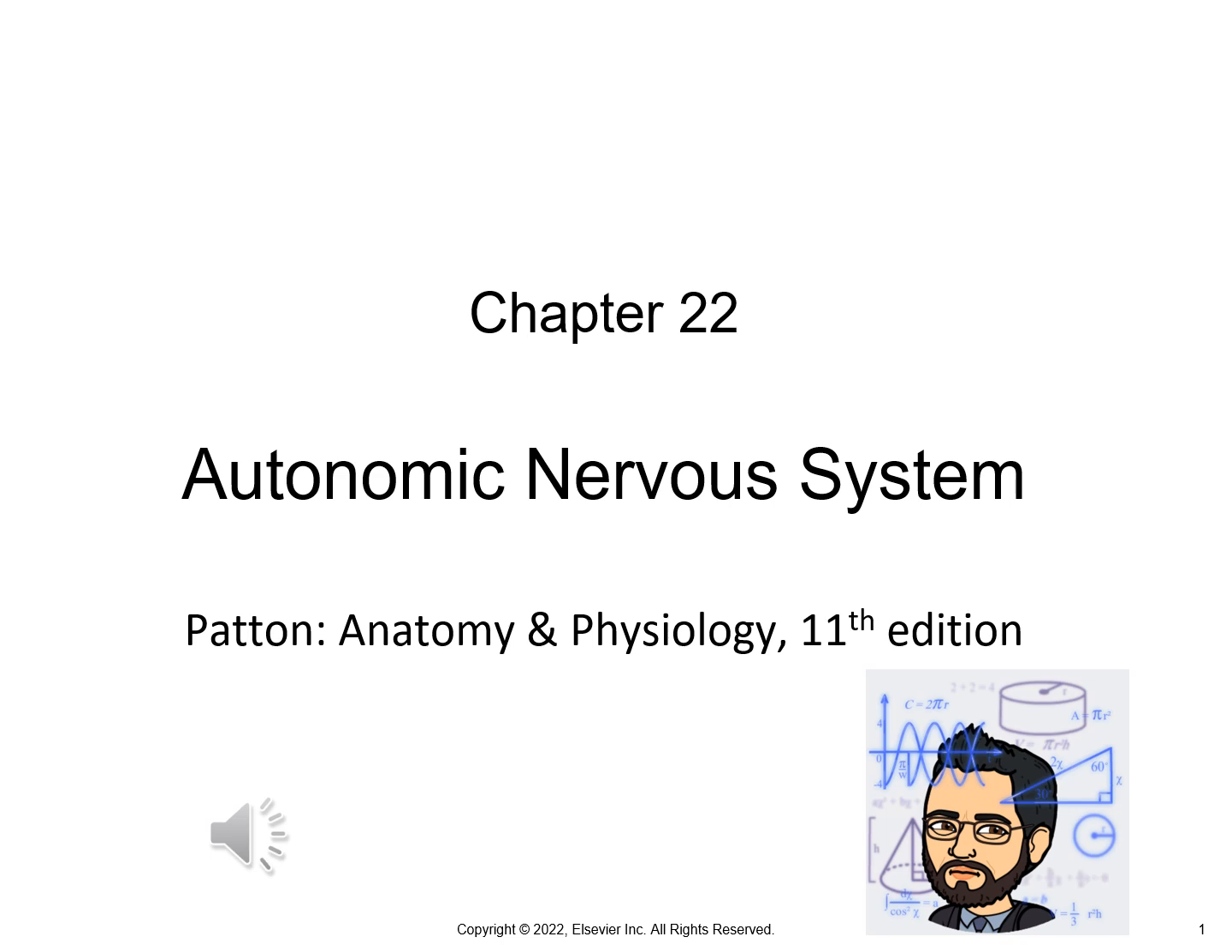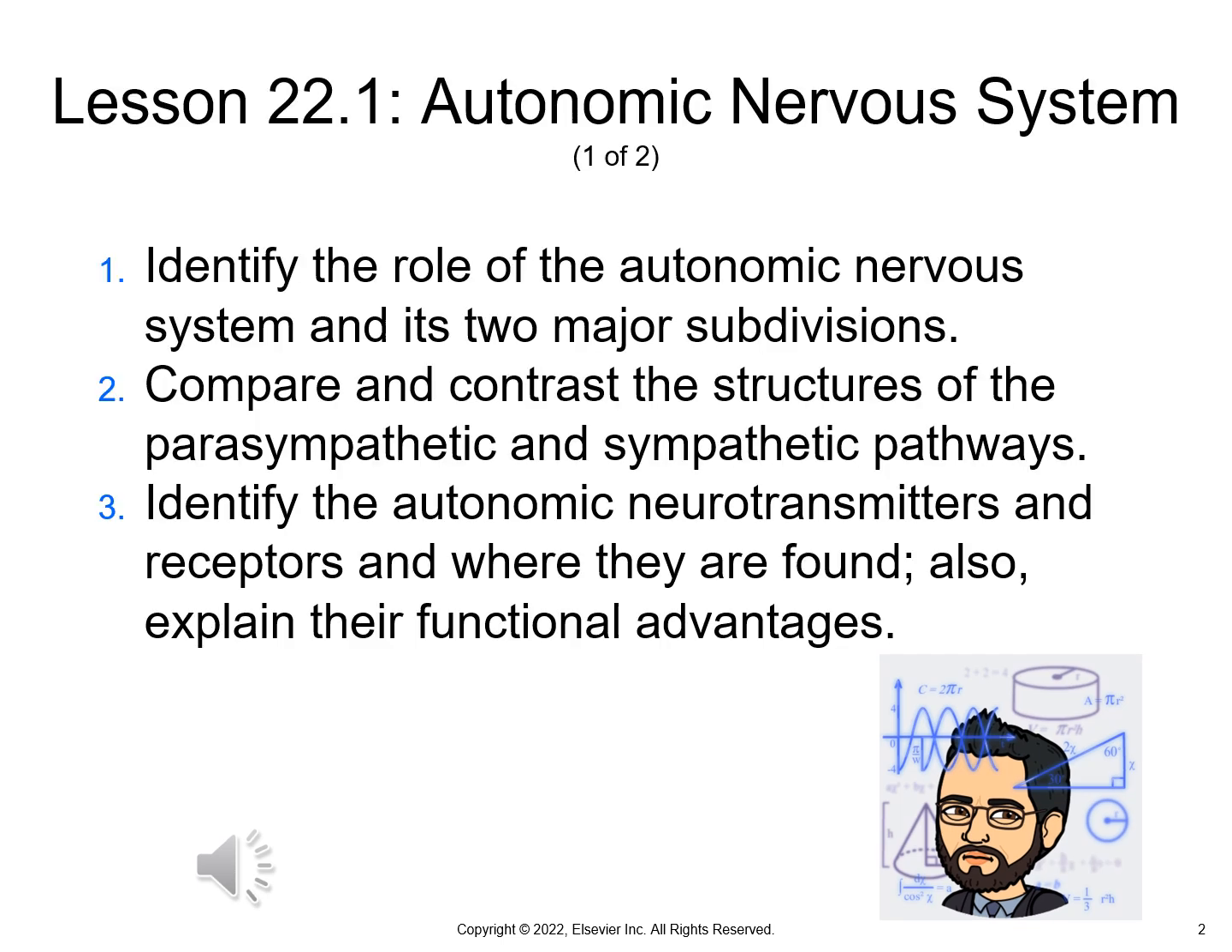Chapter 22. The objectives of this chapter are to identify the role of the autonomic nervous system and its two major subdivisions, compare and contrast the structures of the parasympathetic and sympathetic pathways, identify the autonomic neurotransmitters and receptors and where they are found, also explain their functional advantages.